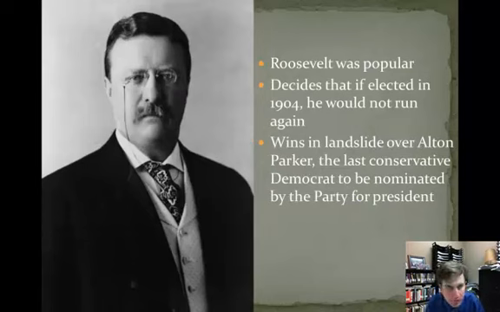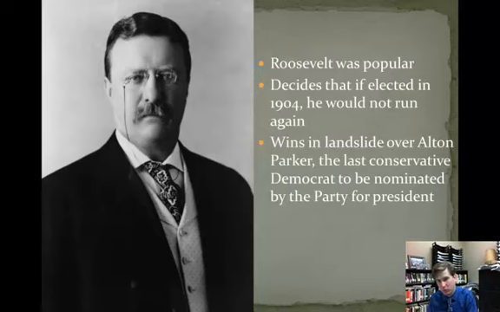Roosevelt was very popular, I might say. He decided that if he was elected in 1904, he would not run again. Remember, he was vice president. McKinley was shot, so he had never been elected president. He's going to win in 1904 in a landslide over a very conservative Democrat named Alton Parker. In fact, the last conservative Democrat to be nominated by that party for president. So this is the last election really in the 20th century where you had an old-style conservative running for office.